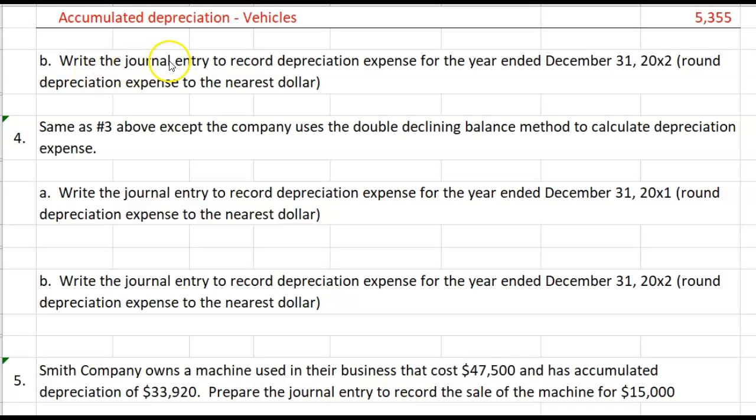Part B says, write the journal entry to record depreciation expense for the year ended 20X2. And there's a hint about rounding. It says, round depreciation expense to the nearest dollar. Go ahead and write that journal entry, and then start the video again to check your work.